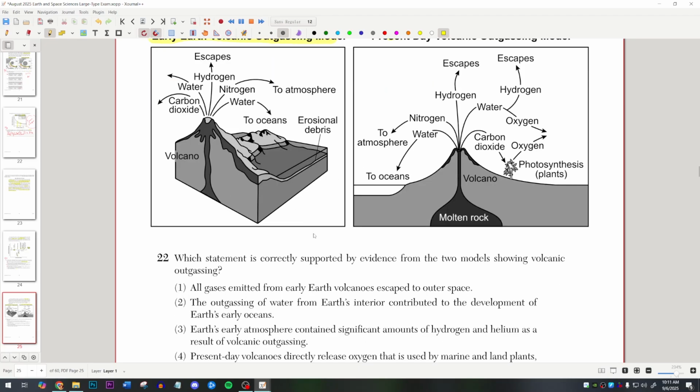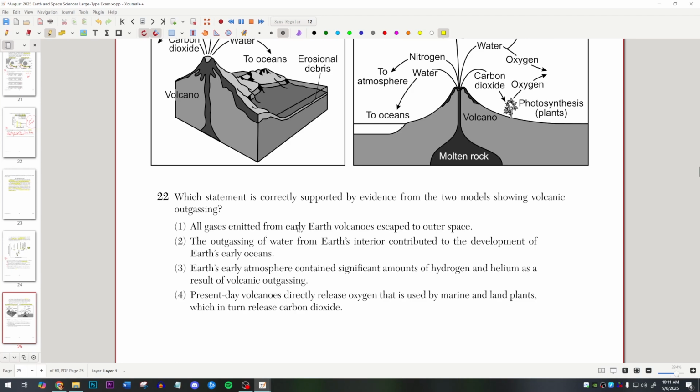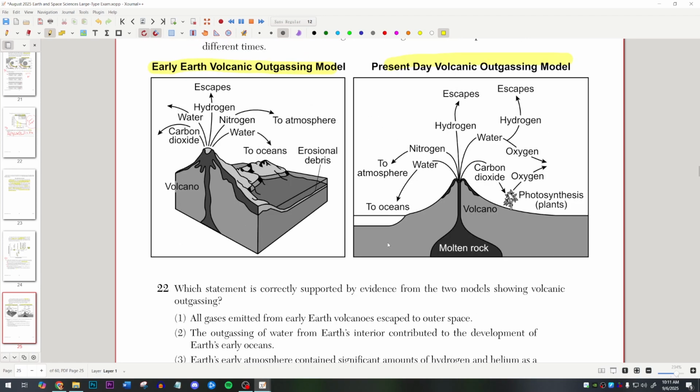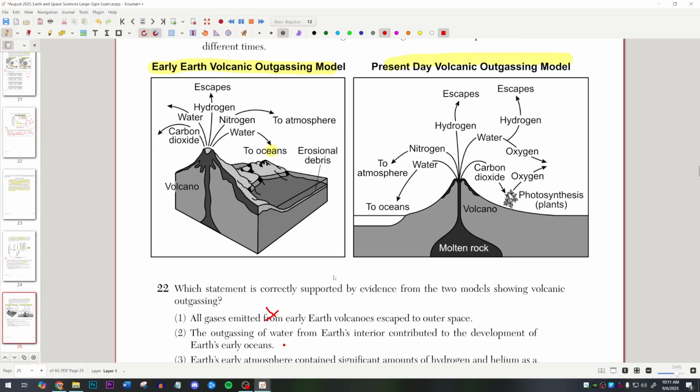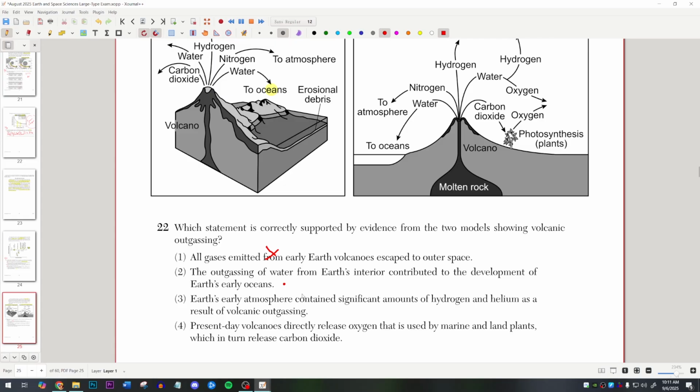Which statement is correctly supported by evidence from the 2 models showing volcanic outgassing? All gases emitted from the Earth's early volcanoes escaped to outer space? No, because some went to the oceans. So that was easily wrong. The outgassing of water from Earth's interior contributed to the development of the early oceans. Probably. We'll not cross that off yet.